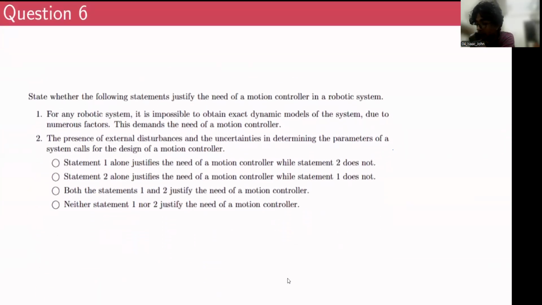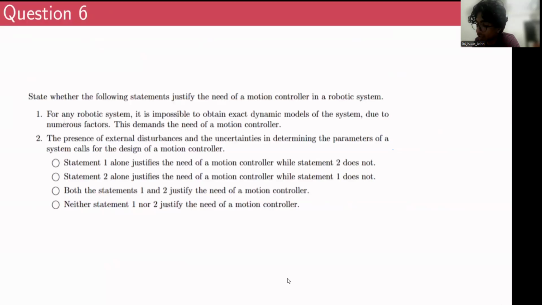And yeah, moving on to question 6. State whether the following statements justify the need of a robotic system. There are two statements. So do both of them simultaneously justify, or any of them, or combinations of them satisfy the case? So I'll read through the statement.